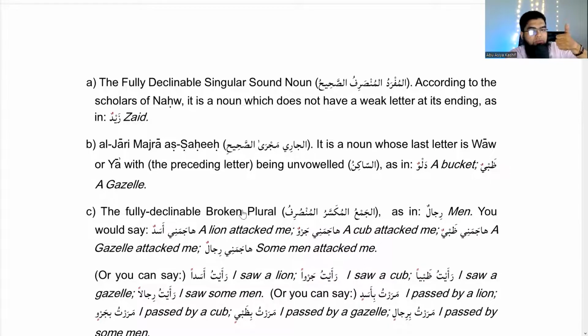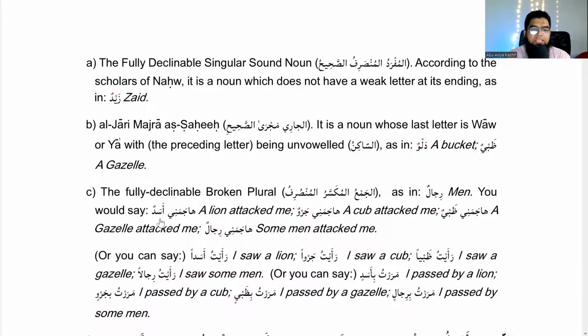One, singular noun. Two, broken plurals. And three, this is rare anyways, jari majra sahih. That means something which is like the singular noun, like the sahih now. Sahih means what? No waw or ya at the end. And these guys have waw or ya at the end, but has a sukun, so it will be treated as normally. So he gives an example, hajamani asadun.